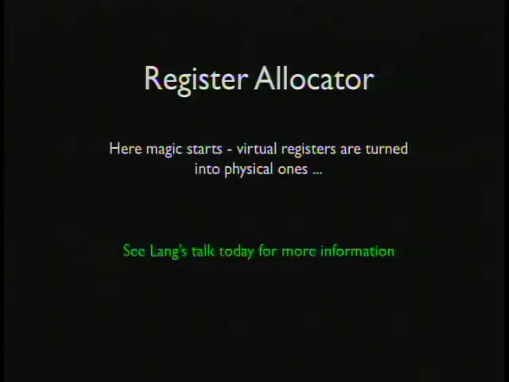The next huge phase is the register allocator, which just grabs the selection DAG IR with all virtual registers in it and assigns the physical registers to that. So it's just magic. And today Lang will give a talk about the register allocator. That's why I also skip it here.